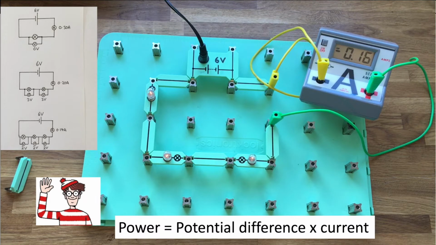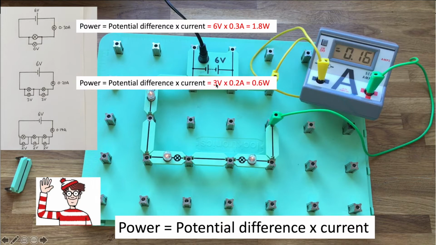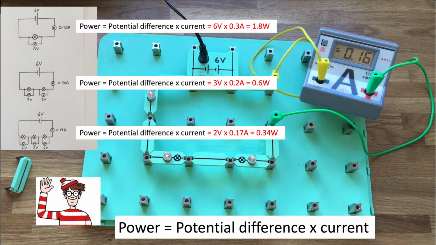So the Wally task was to work out the power of each bulb, and power is potential difference times current. So for the first one, it is 6 times 0.3, which is 1.8 watts. The second one, the power was 3 volts for each bulb times 0.2, so that gives you only 0.6 watts. So you can see the power of the bulb and the brightness of the bulb has dropped hugely. Finally, the last one, the power of each bulb would be 2 volts times 0.17 amps, which is only 0.34 watts. So you can see the brightness drops dramatically as you add more bulbs in series.